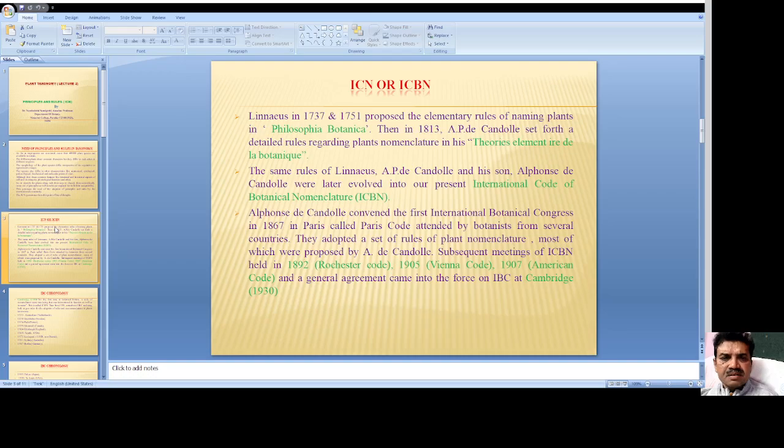Then in 1867, Alphonse de Candolle first convened an international consortium in Paris, and it was attended by a number of botanists from several countries, and in the presence of those scientists, a set of rules of plant nomenclature was adopted, as proposed by Alphonse de Candolle. In the subsequent meetings held in 1892 in Rochester and 1905 in Vienna, the foundations of the International Code of Nomenclature were laid down in Europe.